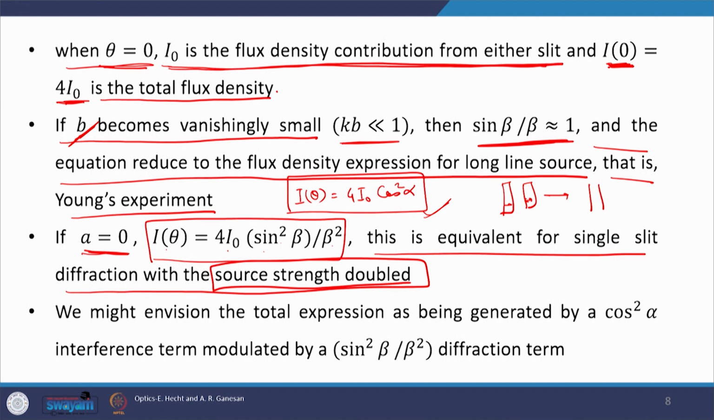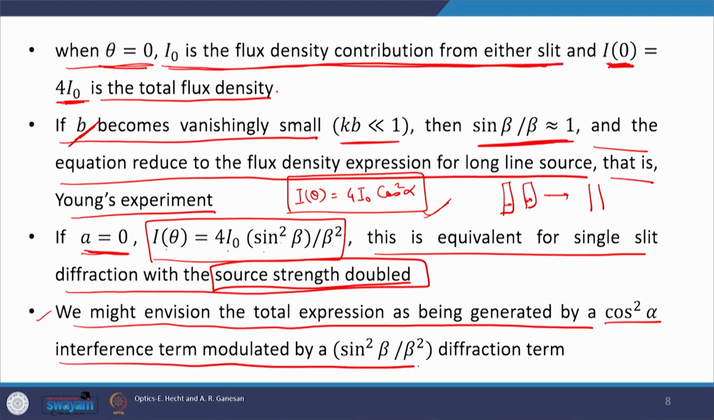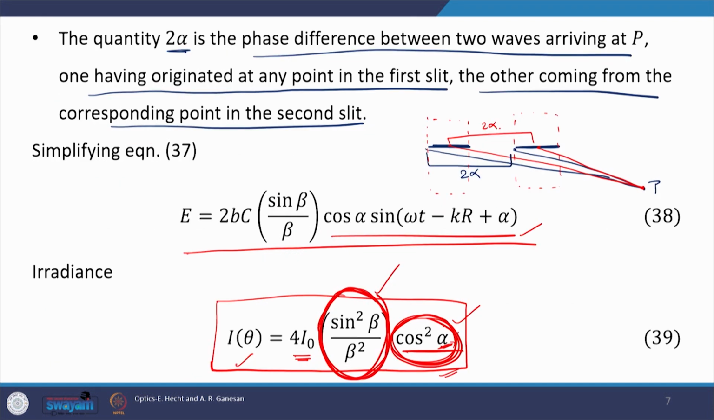Now, the last point here is that we might envision the total expression as being generated by the cos square alpha interference term modulated by the sin square beta by beta square diffraction term, which is what I said earlier. This is your interference contribution, and this is the single slit diffraction.